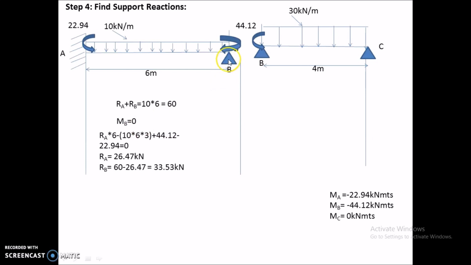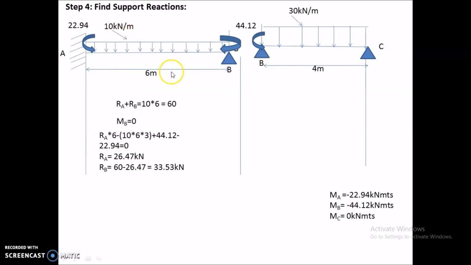Now I am considering moment at this point B is 0, MB is equal to 0. So the forces to the left side of the section of this RB value are RA and this 10, and the moments are 22.94 and this value 44.12. Now here this RA value will be positive since it is acting left side clockwise. So RA into 6 will be positive.